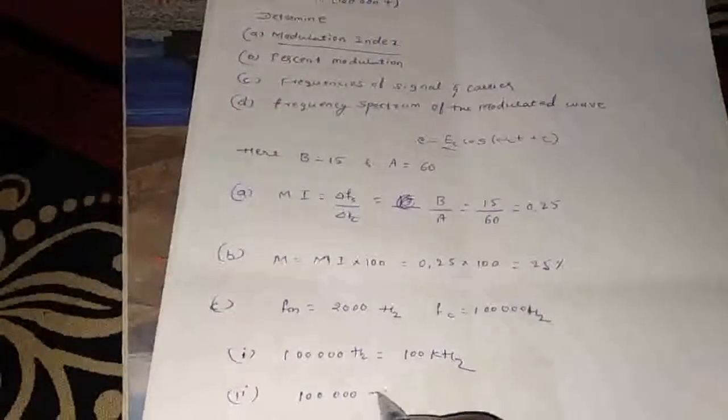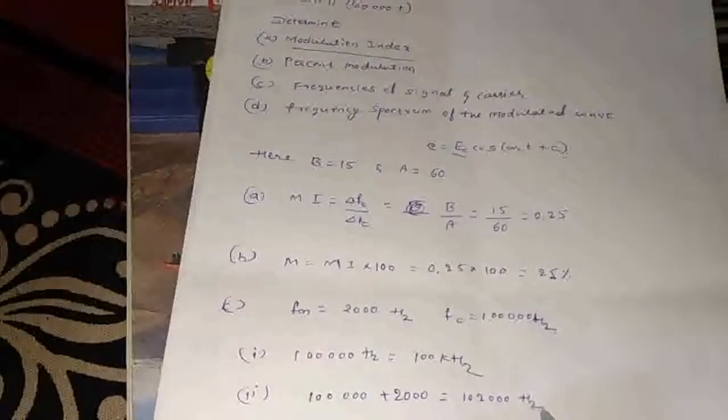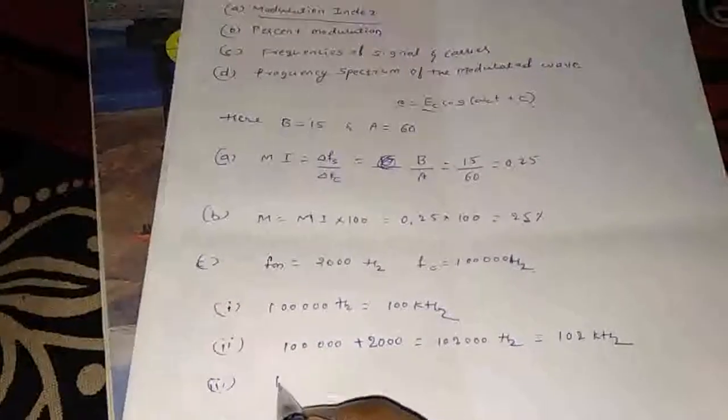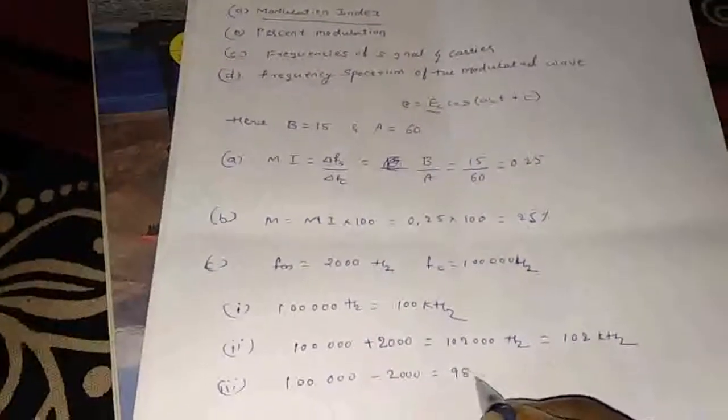And second one, the USB is 1 lakh plus 2000, which is 102,000 hertz. We convert that, that is 102 kilohertz. And third one, the LSB is 1 lakh minus 2000, which is 98,000 hertz, equal to 98 kilohertz.